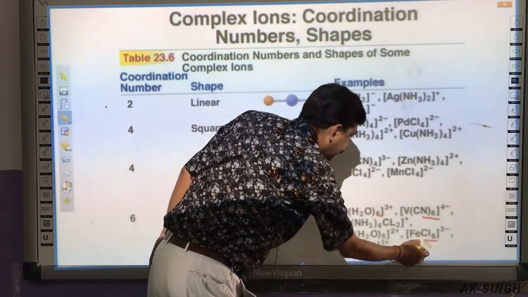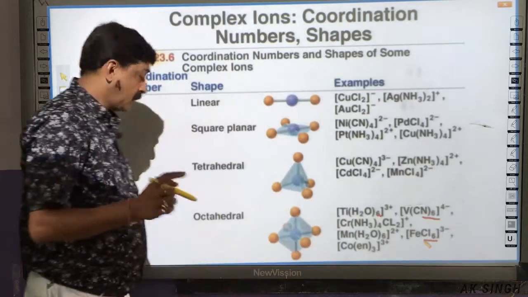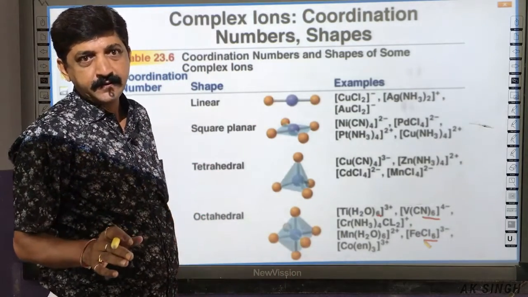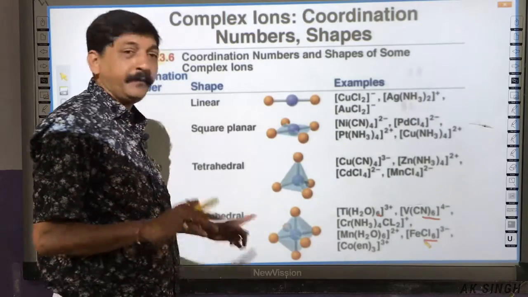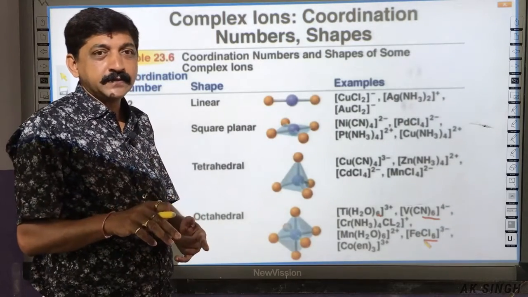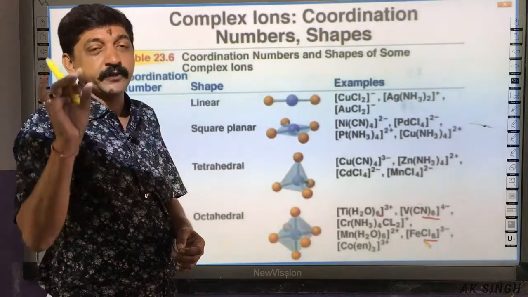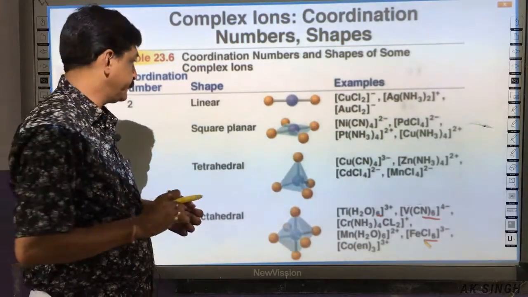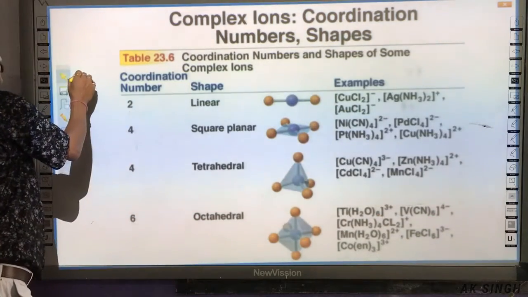Again 6, 6. Octahedral complex uses d orbitals, 2 d orbitals, that may be inner d orbitals like d2sp3 or outer d orbitals like sp3d2.